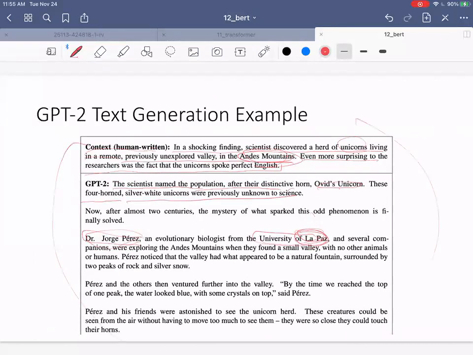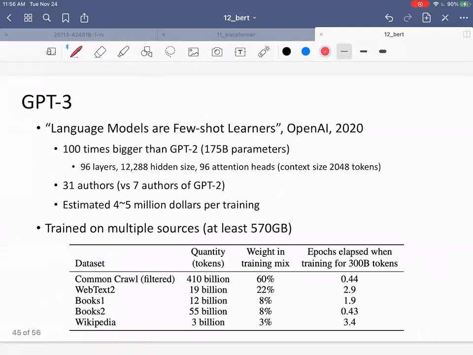Anyway, so yeah, this is a mind-blowing example of text generation capacity of GPT-2. Right, moving on to GPT-3 then.